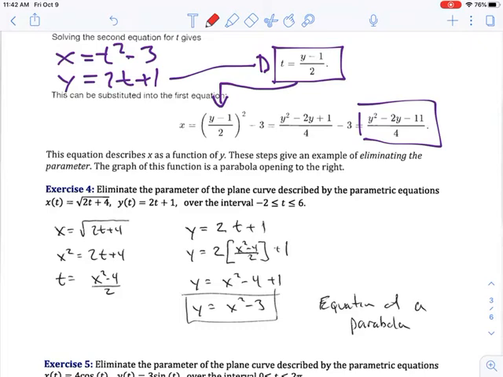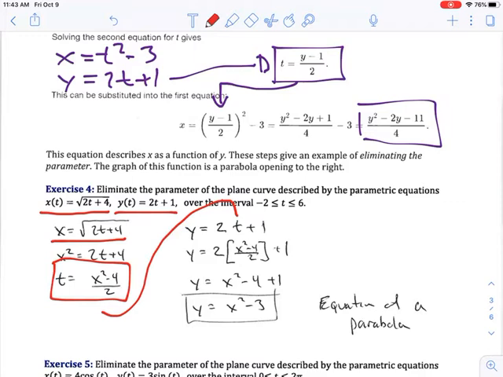In the first one, we have x of t. X is a function of t, and y is a function of t. And in this particular case, I took x as a function of t and decided to solve that for t. And so just a little bit of algebra, we end up with t is equal to x squared minus 4 over 2. Then take this value of t and plug it in for t in the other equation.